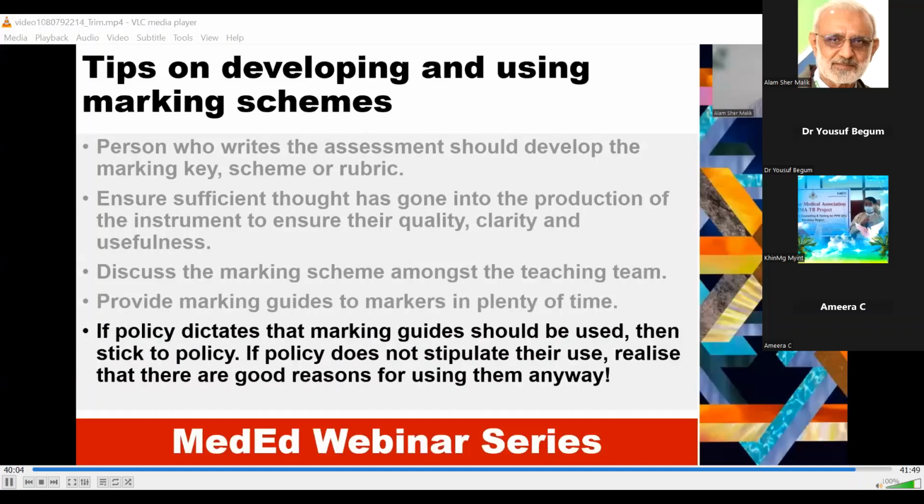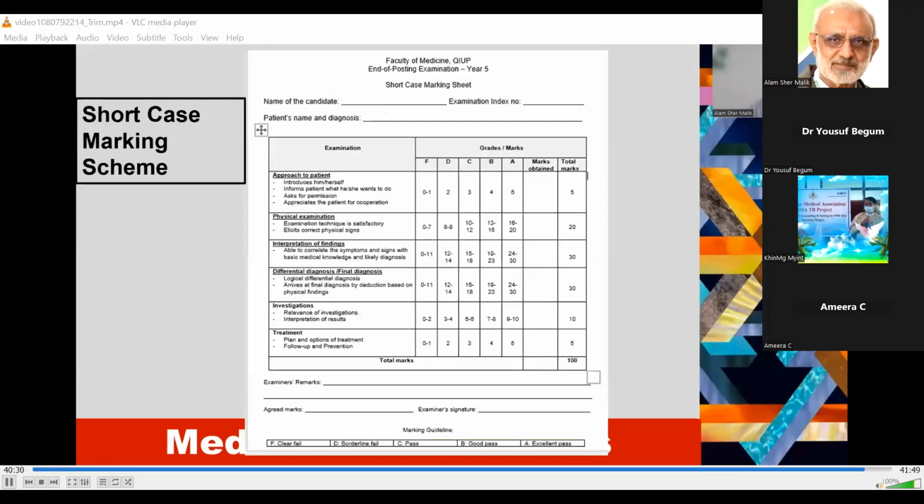If policy dictates that marking guides should be used, then stick to this policy. If policy does not stipulate their use, realize that there are good reasons for using them anyway. So even if the institution does not insist on developing the marking schemes, developing them and using them is a good practice.